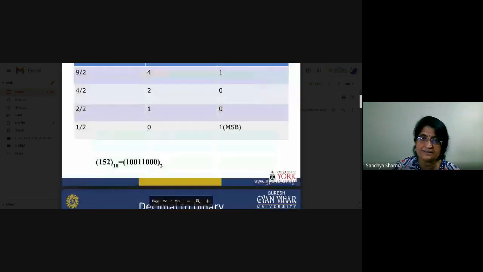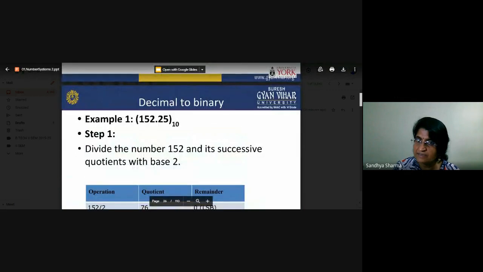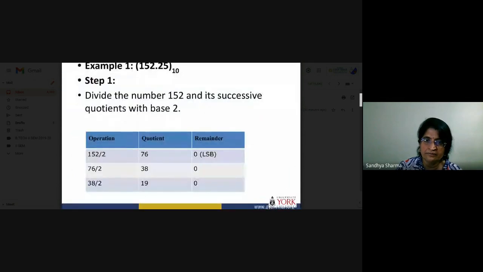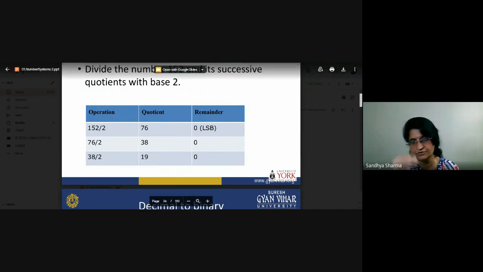Just see in our question papers, it is given as an integer part plus a fractional part. So you have to convert both parts, the integer part and the fractional part. Now you have to decide how you can convert your fractional part. The integer part will be the same, very easy. You have to divide by 2 and then you receive the result. That is a very easy part.